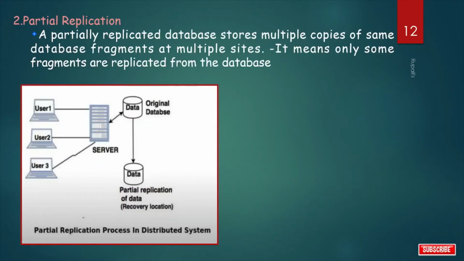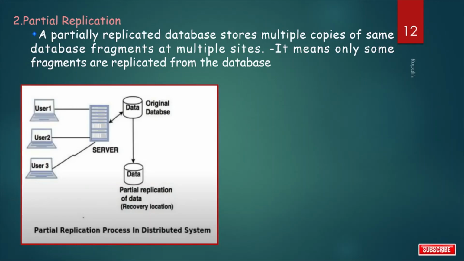Next, partial replication. A partially replicated database stores multiple copies of some database fragments at multiple sites. It means only some fragments are replicated from the database. That is, the total database is fragmented, but not all fragments are replicated, only some fragments are replicated.